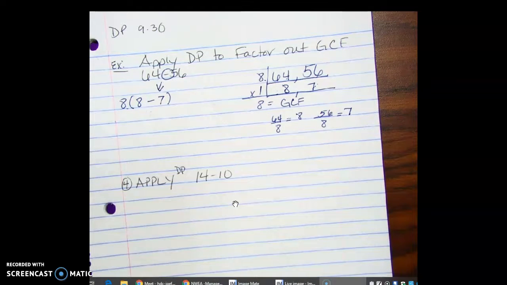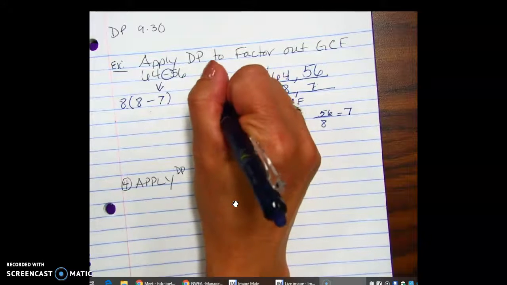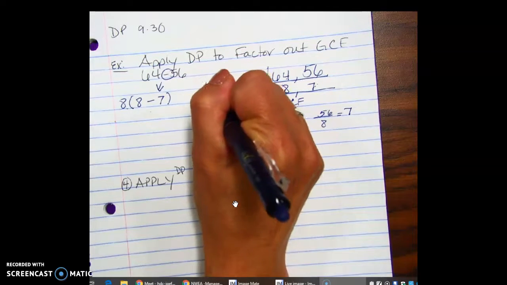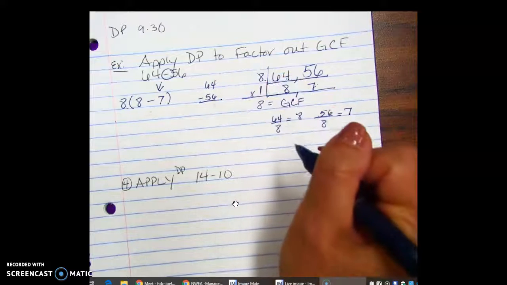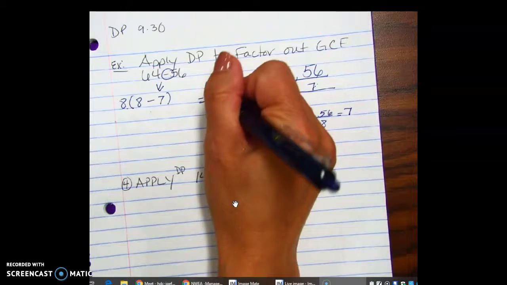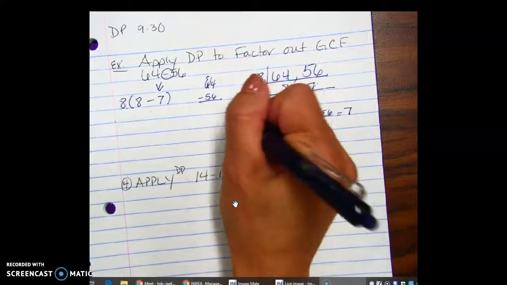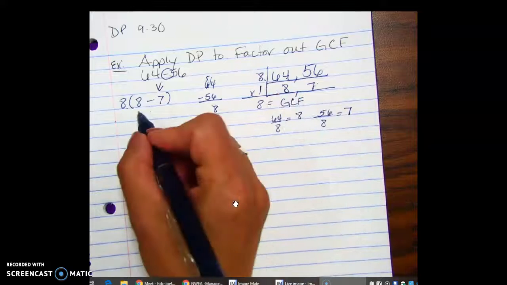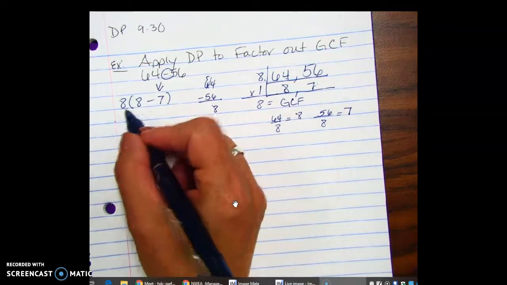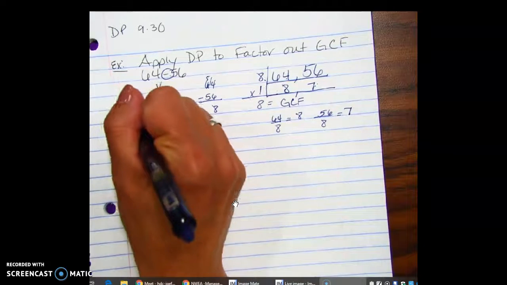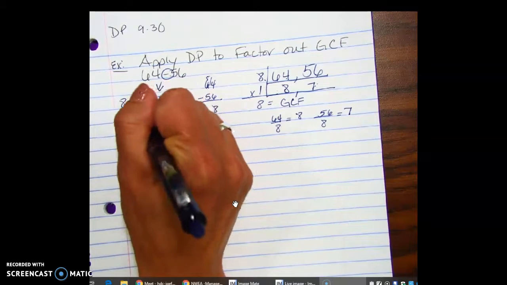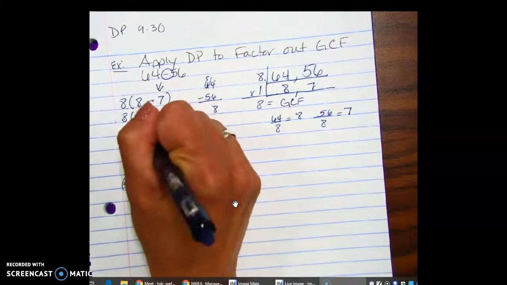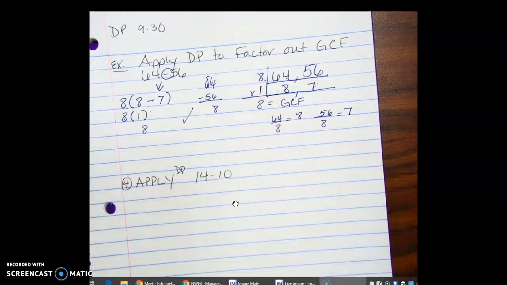Now, does it work? Well, let's see. 64 minus 56 equals 8. So here I have 8 times 8 minus 7 is 1. Hey, it works. And there you have it.